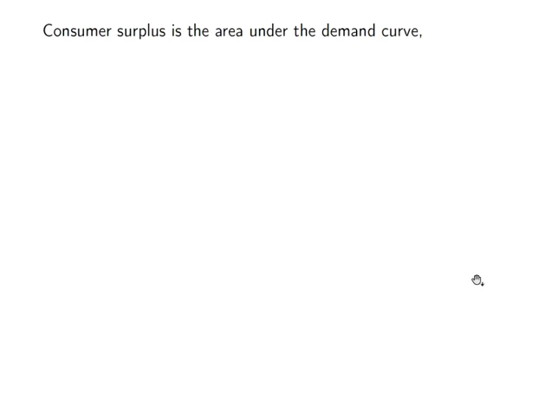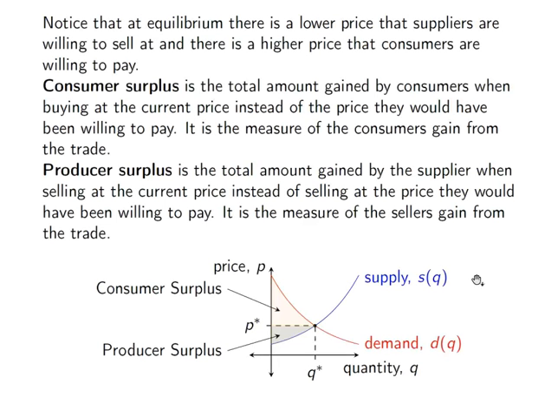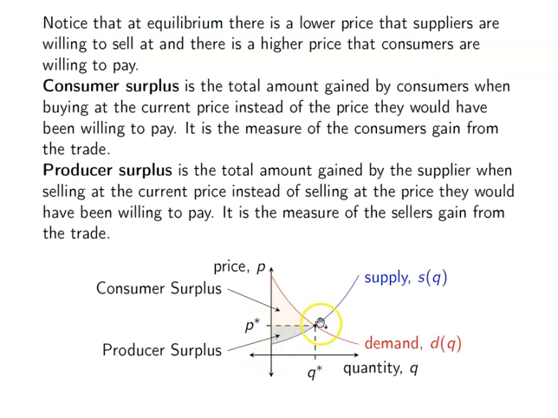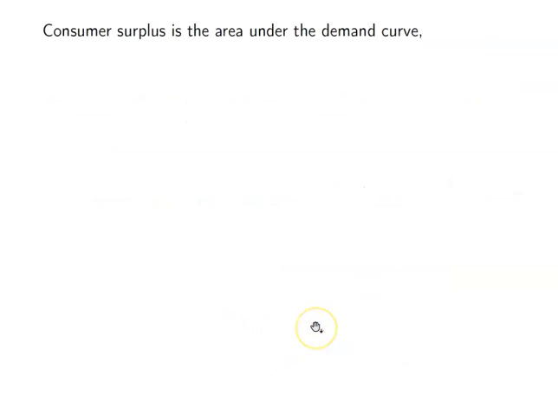Consumer surplus is the area under the demand curve. So under the demand curve, but above P star, it's the consumer surplus. The producer surplus is the area above the supply curve, but below P star. So above the supply curve, but below P star, the equilibrium price.